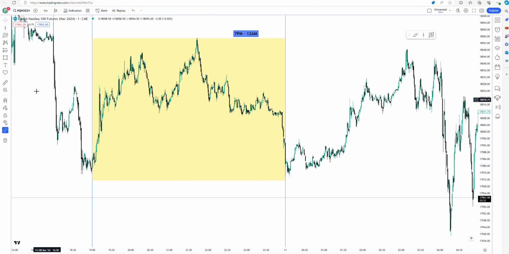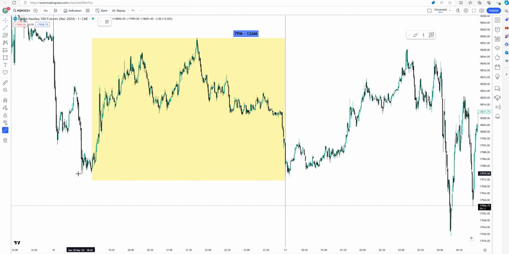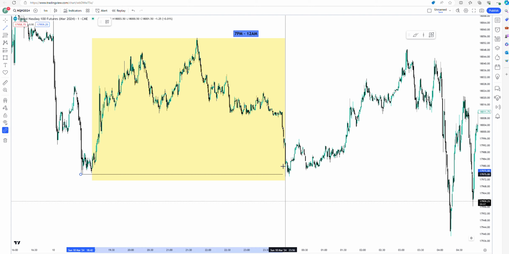Now what I do is I map out the highest point and the lowest point in that range. So this here is roughly the lowest point, give or take. Now notice here there's a swing low very, very close. I'm going to include that because they're relatively equal lows. So I'm going to map that out, right?